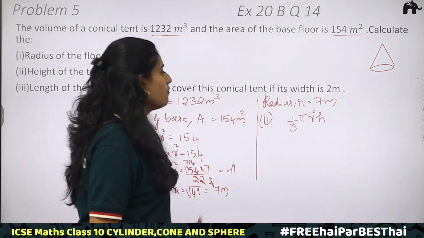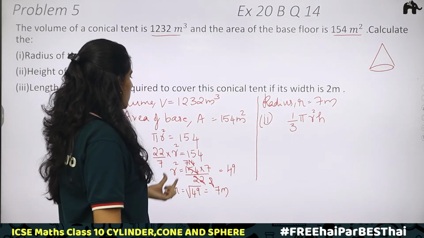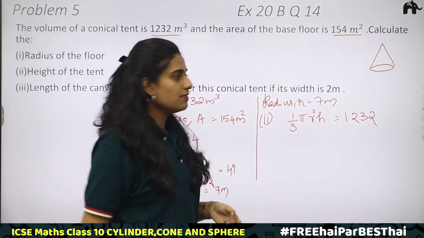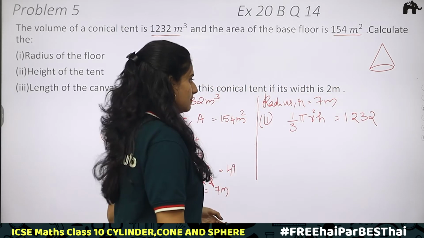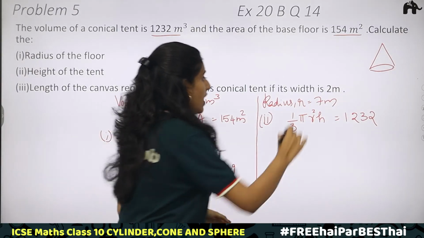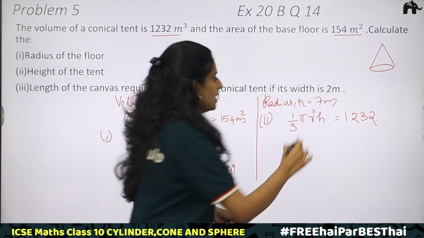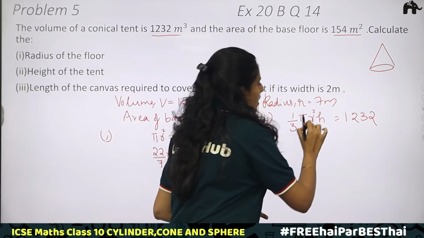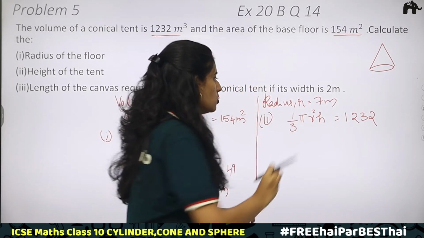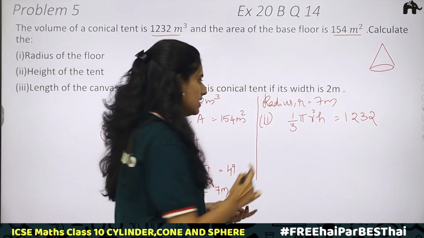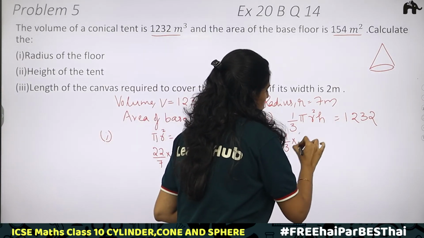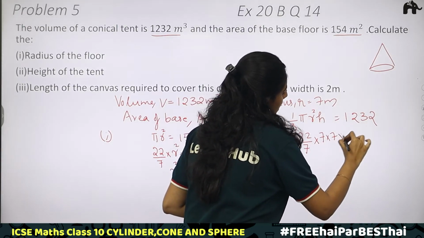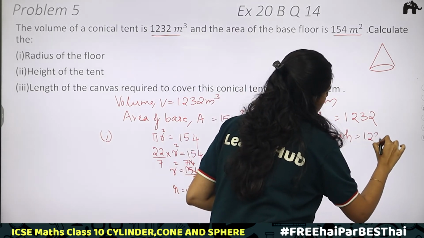Okay. We know the value of 1 by 3 pi r square h, which is equal to 1232. From this we can find h. Yes, we can find h. How? We have found the value of r. Either in place of pi r square, we can put the value 154, or substitute the value of r. So by substituting the value of r, the cancelling process will be easy. Here 1 by 3 into 22 by 7 into r square, 7 into 7, into height is equal to 1232.